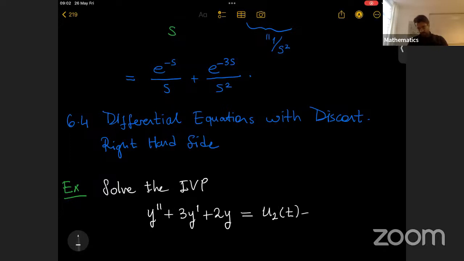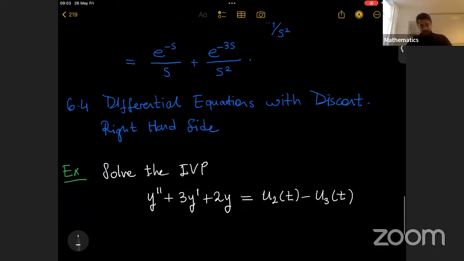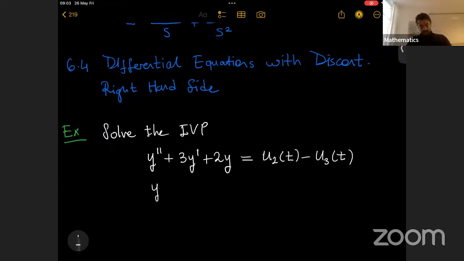Equal to u_2(t) minus u_3(t). So the right-hand side is discontinuous. It's given in terms of step functions, right? A difference of two step functions. And the initial values are y(0) equals y'(0) equals 0. So at the initial point 0, the function and the derivative are 0.